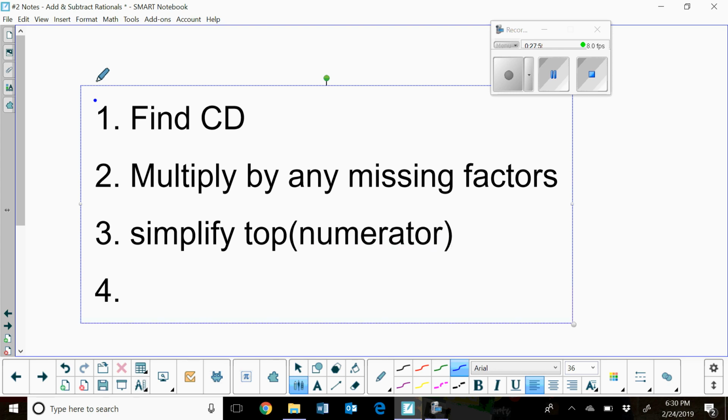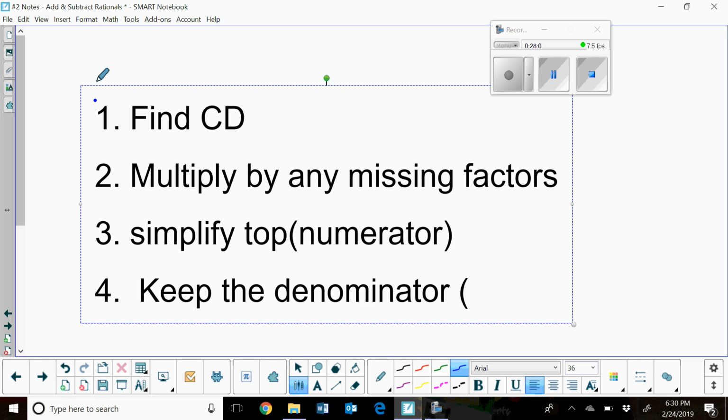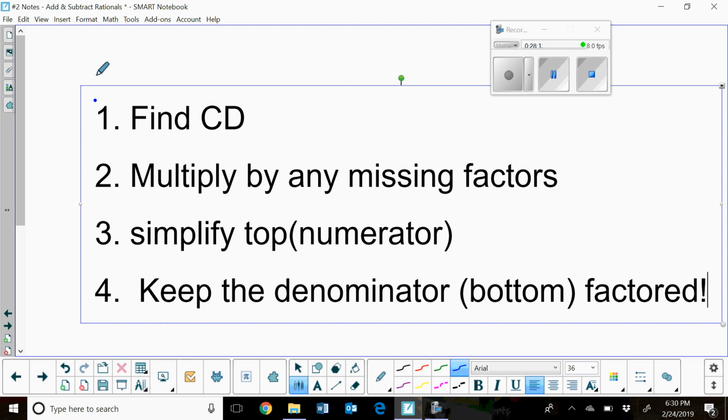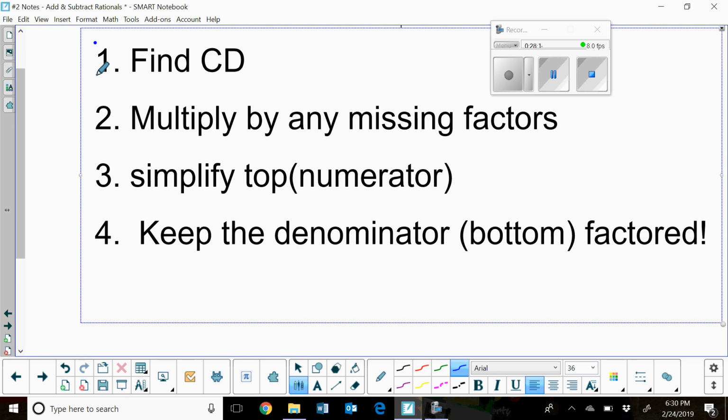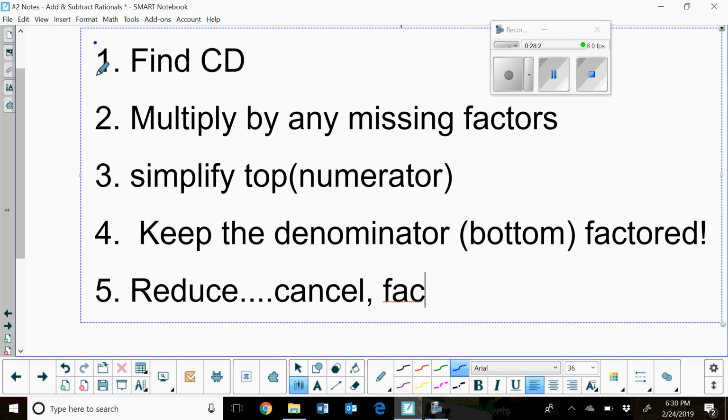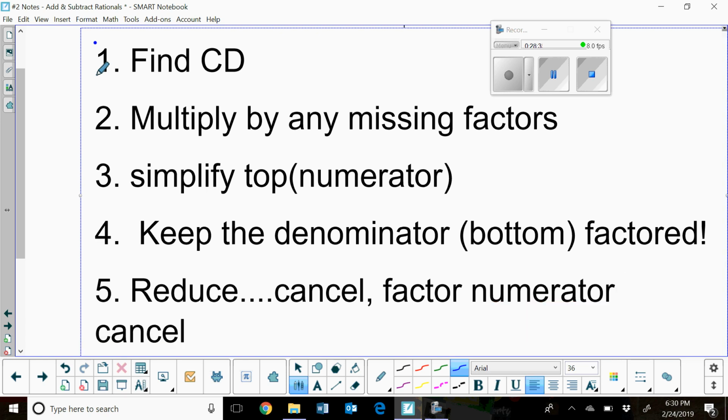And you keep the denominator, right, the bottom, denominator, there we go, bottom, factored the whole time. And then just reduce. Okay, so step 5 is any type of reducing that you can do. So that involves, if it's just canceling a factor, you might have to factor the top, factor the numerator, and cancel any common factors.